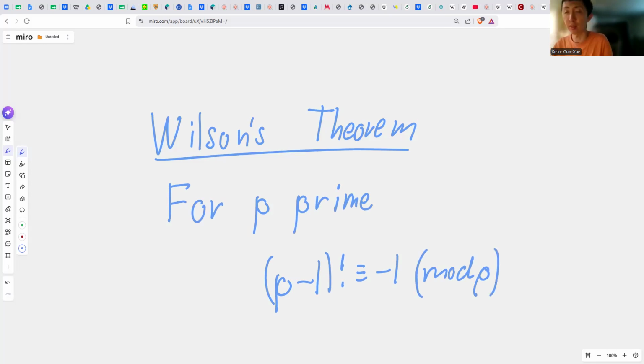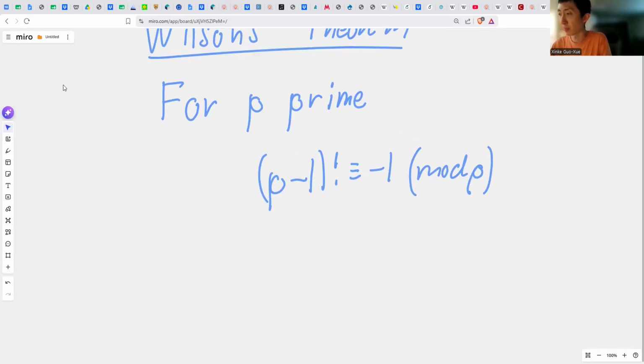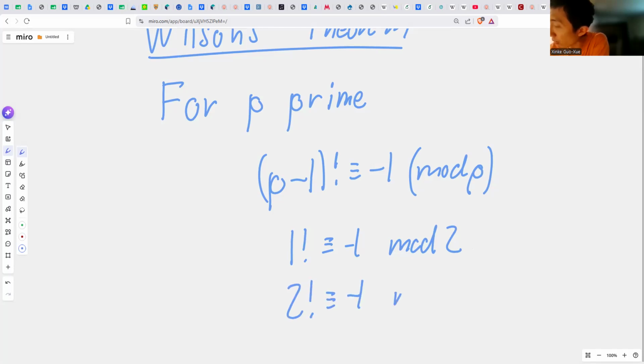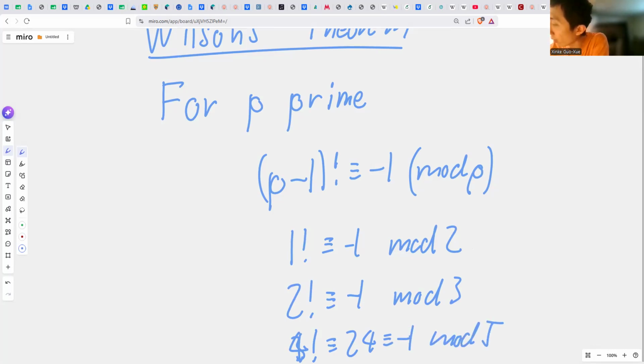So let's just see, is this true for some small values? Well, 1 factorial is congruent to -1 mod 2. 2 factorial is congruent to -1 mod 3. 4 factorial is 24, which is congruent to -1 mod 5. And 6 factorial is 720, which is congruent to -1 mod 7. So yeah, looks good.